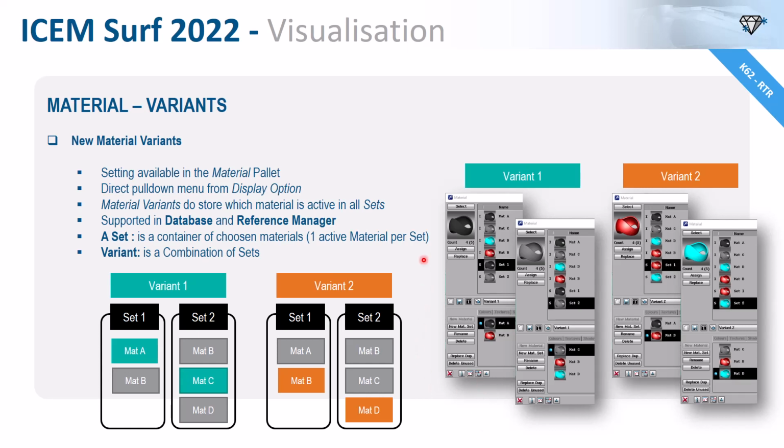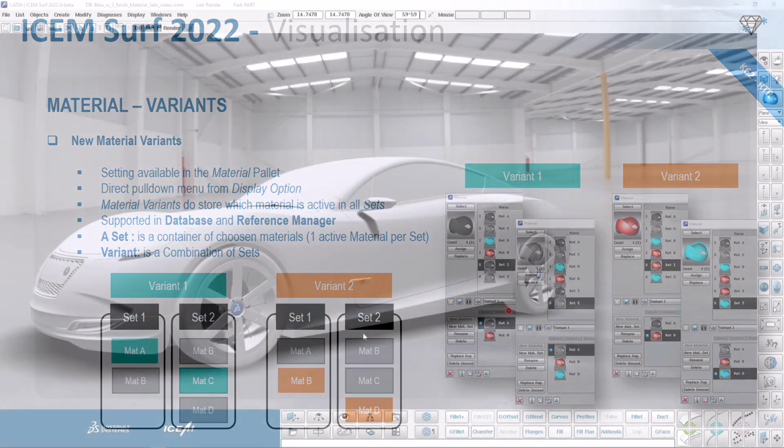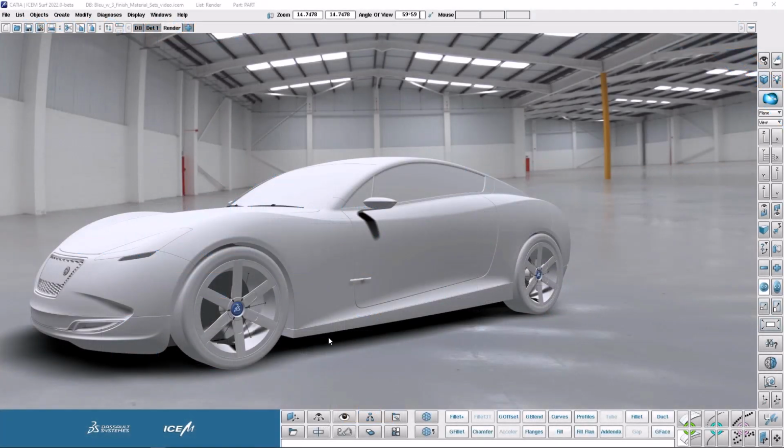So in the example you see on screen right now, we have variant 1 and variant 2 in blue and orange. So here you can see the material editor, and in each variant there are two sets, set 1 and set 2. So variant 1, set 1 is material A, and set 2 is set to material C. And variant 2, set 1 is material B, and set 2 is material D. And you can see here, this is the new line where we can make a new, save or edit or delete our material variants. Let me show you how they work.